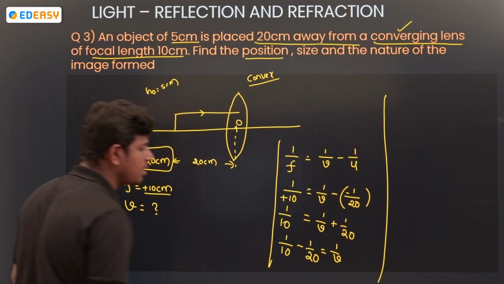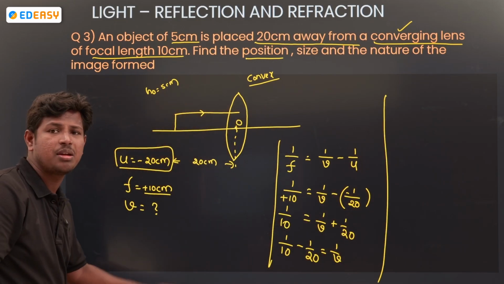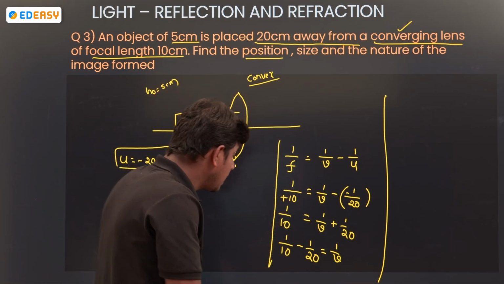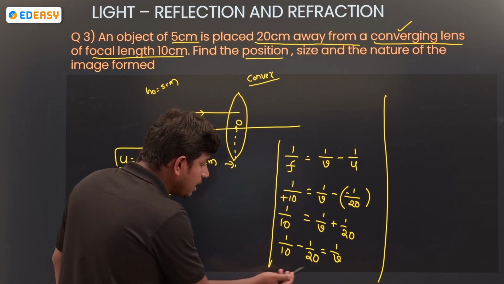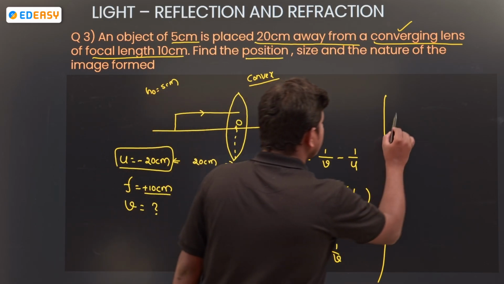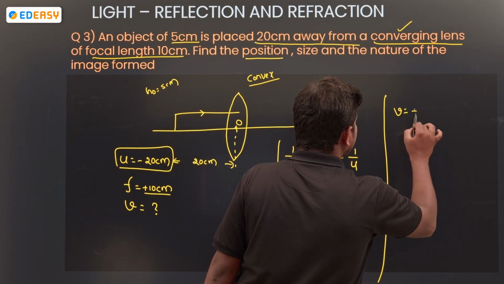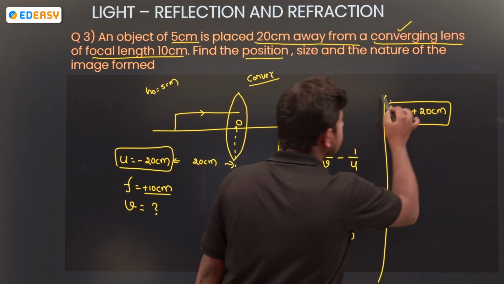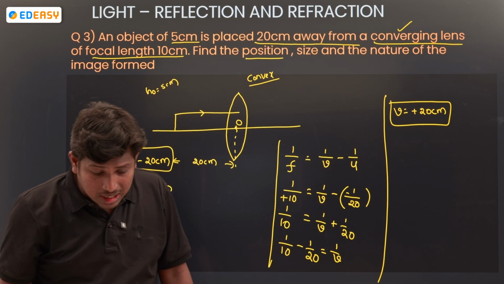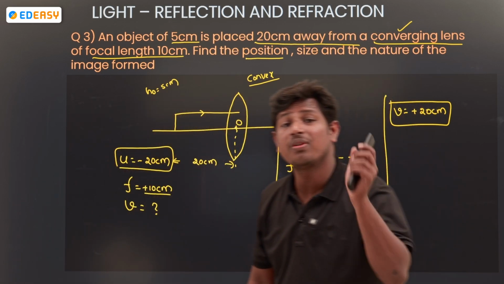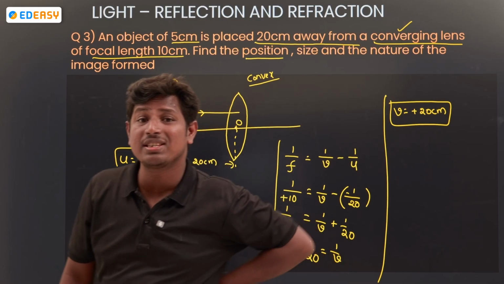Guess the answer. What will the image distance be? Anybody from the comment section? Taking the LCM, 2 minus 1, we get 1 by 20. So v is equal to plus 20 centimeter. Can anybody from the comment section guess why the v value is plus 20? Anybody from live, why is the v value plus 20?